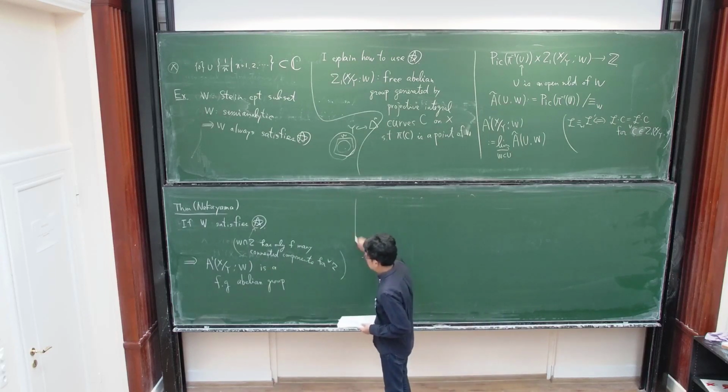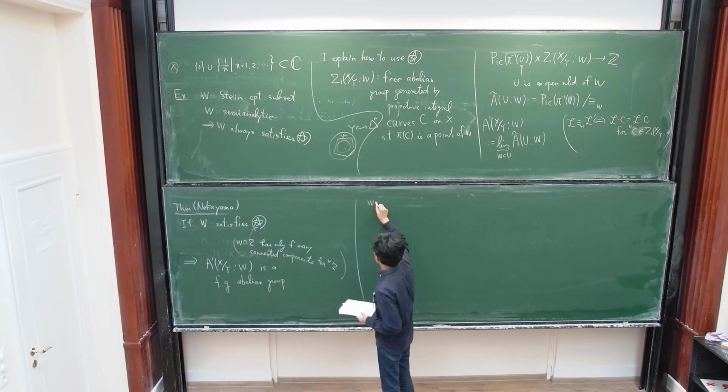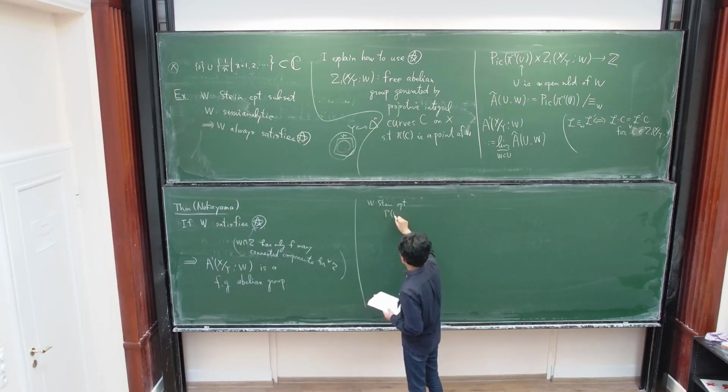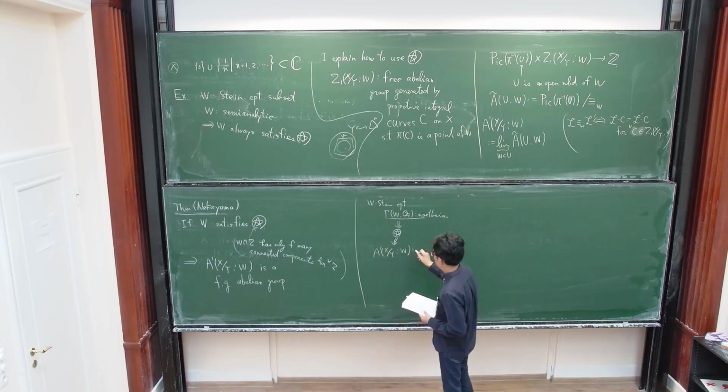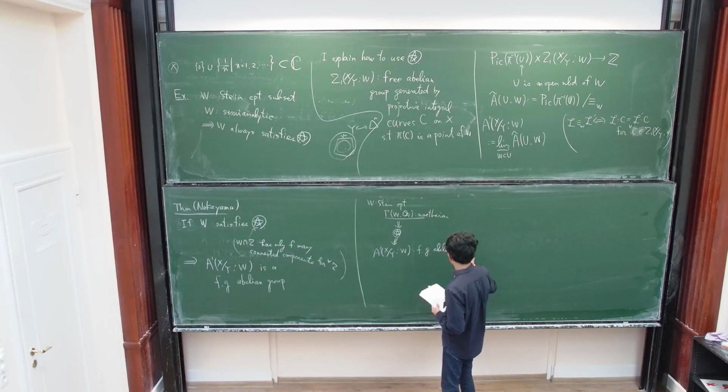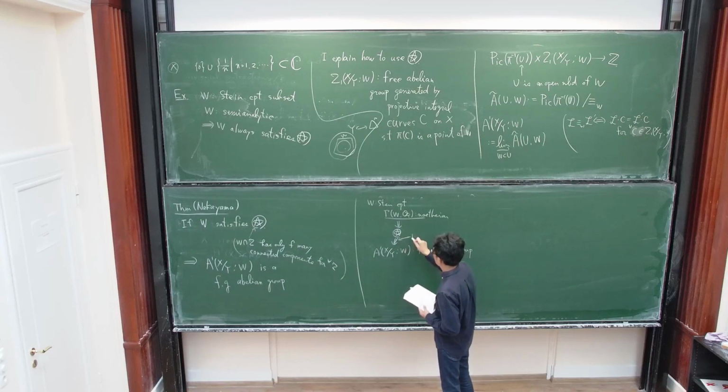So if W is Stein compact and W intersect Z is Noetherian, this implies star, and this implies A1 X over Y W is a finitely generated abelian group. This is due to Nakayama, and this part is due to Shu.